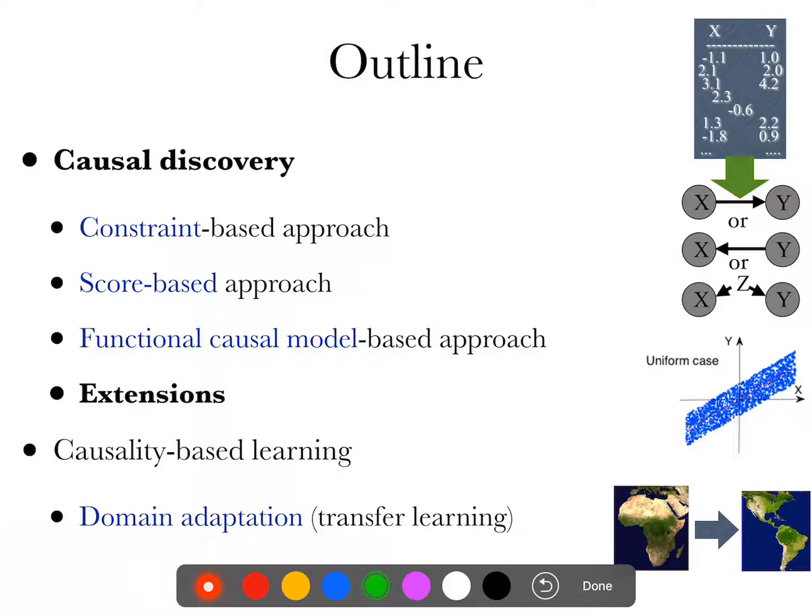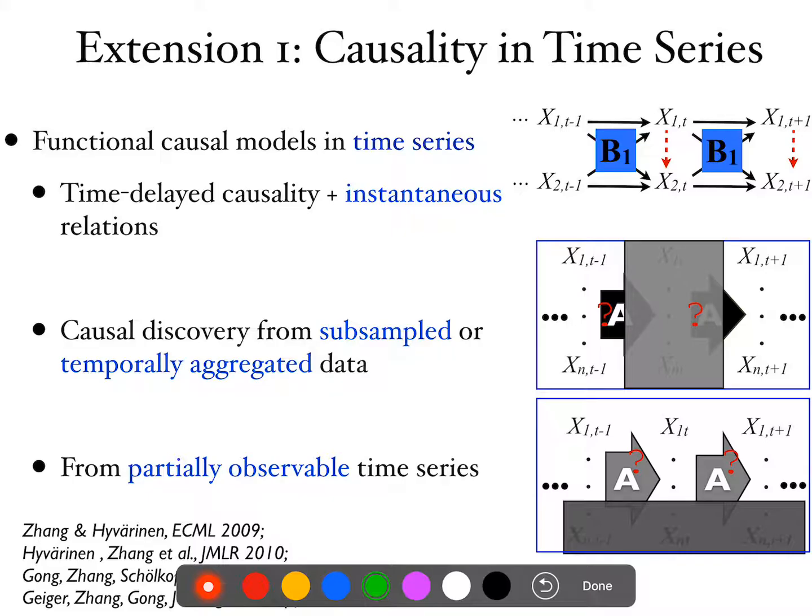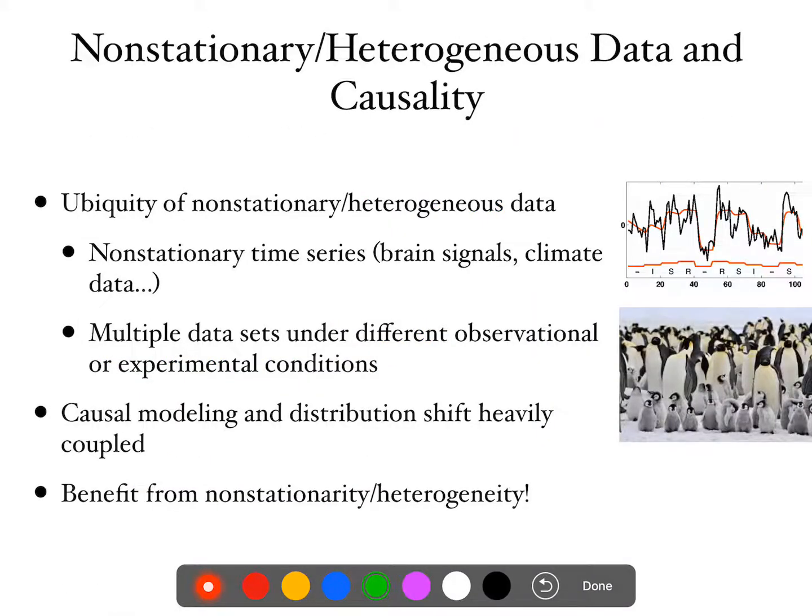Okay. So, extensions: time series, you can deal with time series. Causality in time series is the traditional problem. And you can see that by making use of functional causal models, especially linear non-Gaussian models, you can really find much finer causal relations from data, including instantaneous relations and causal discovery from subsampled aggregated data, or even from partially observed processes. Okay, and also you want to deal with non-stationary or heterogeneous data.